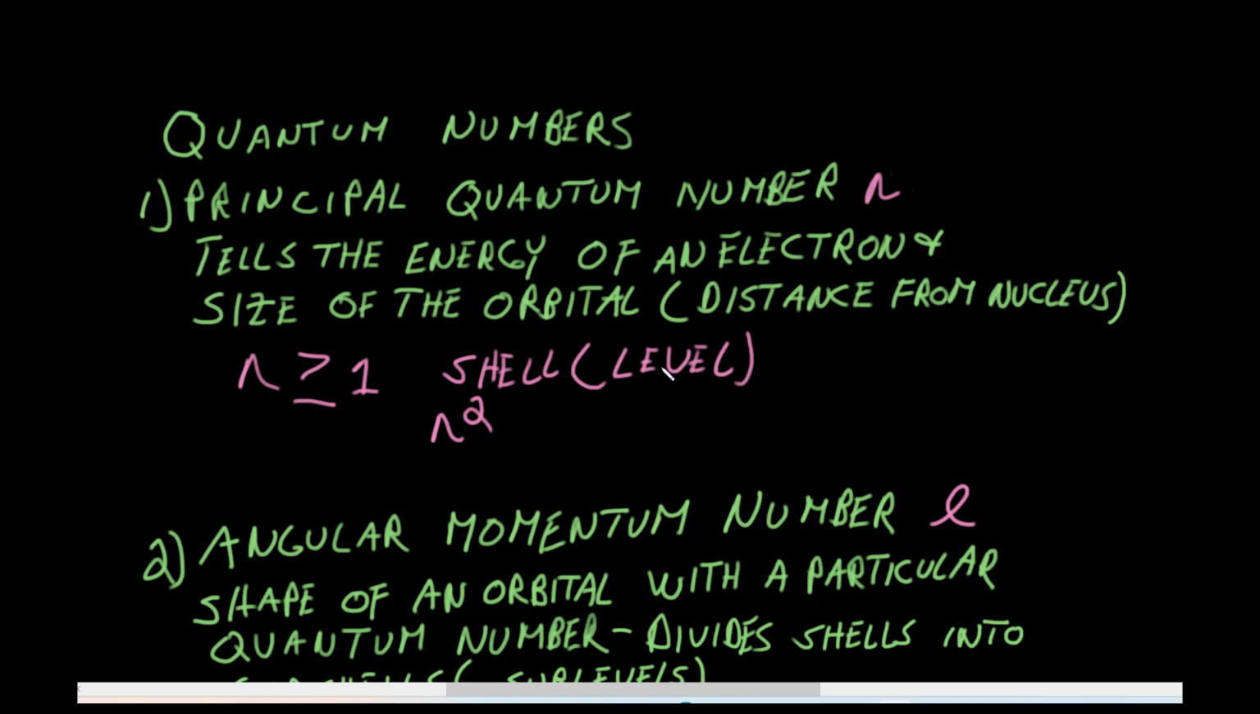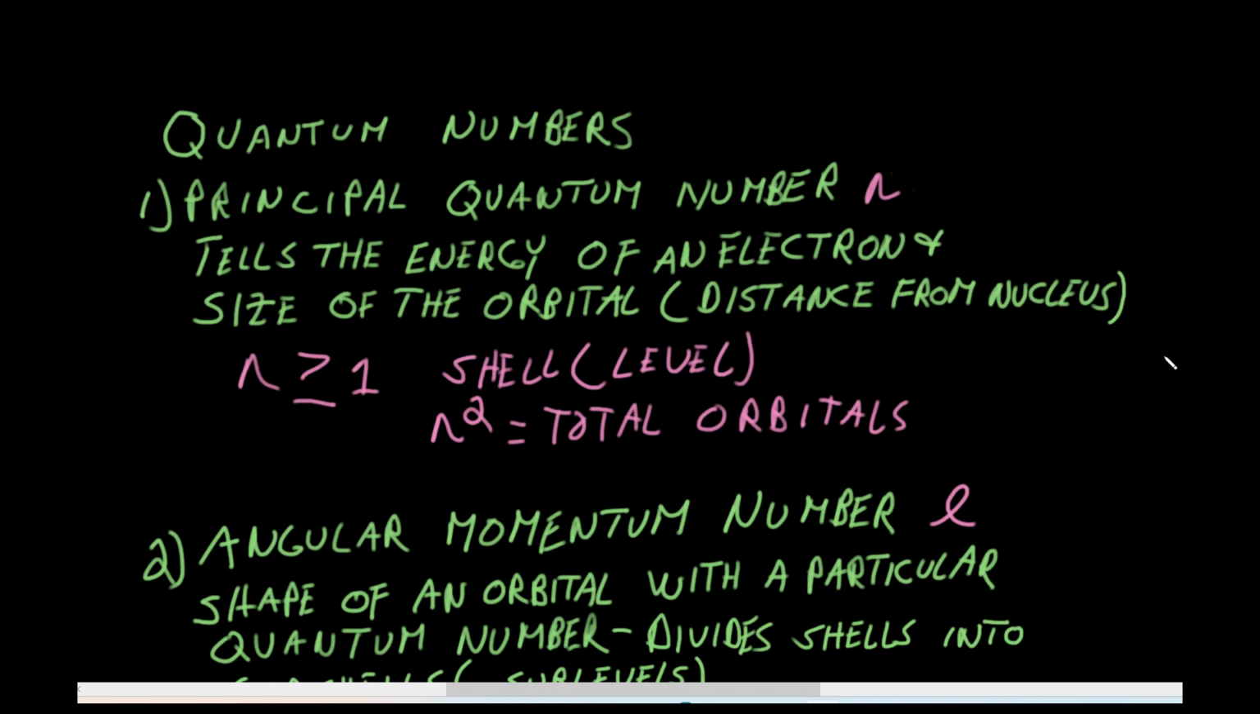Now, if you want to know the total number of orbitals, it's going to be n squared. So that's going to be the total number of orbitals. And we'll look at that in the next video.